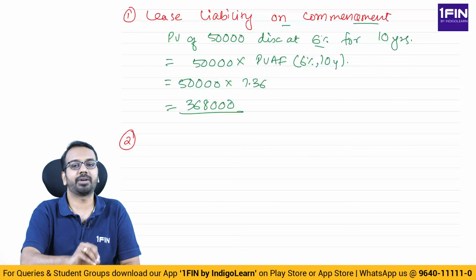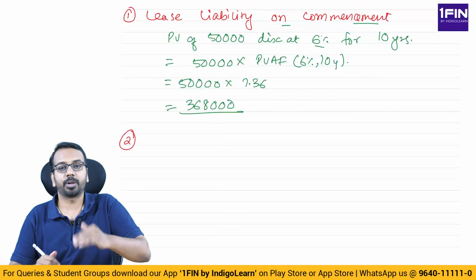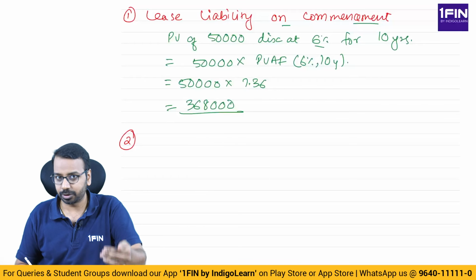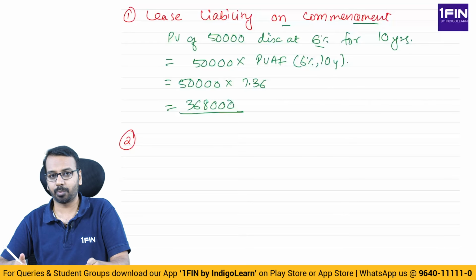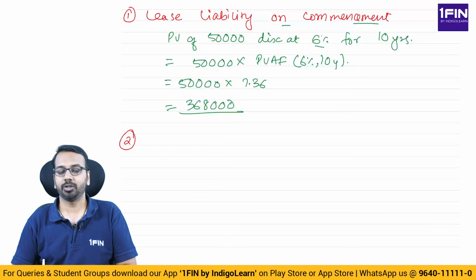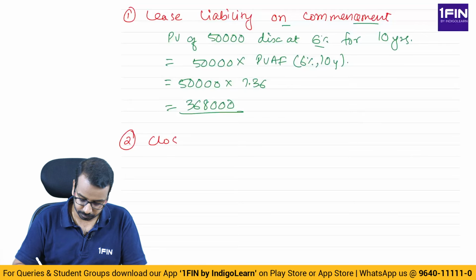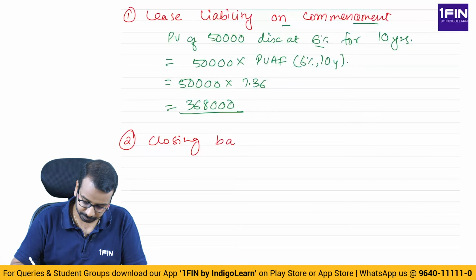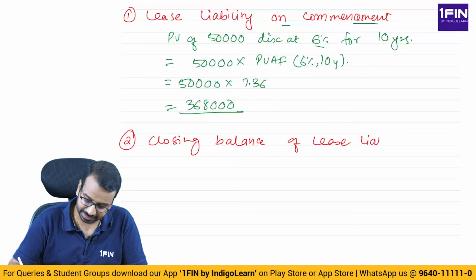Second, you can use the present value factor and do it. Preparation of the table we have already done in the previous question, and I have also given it in the solution book. You can follow that or directly use the present value factor. So, the closing balance of lease liability.